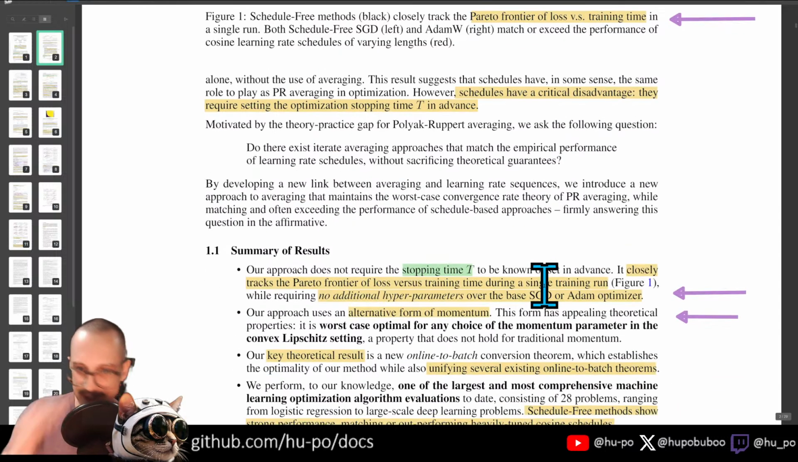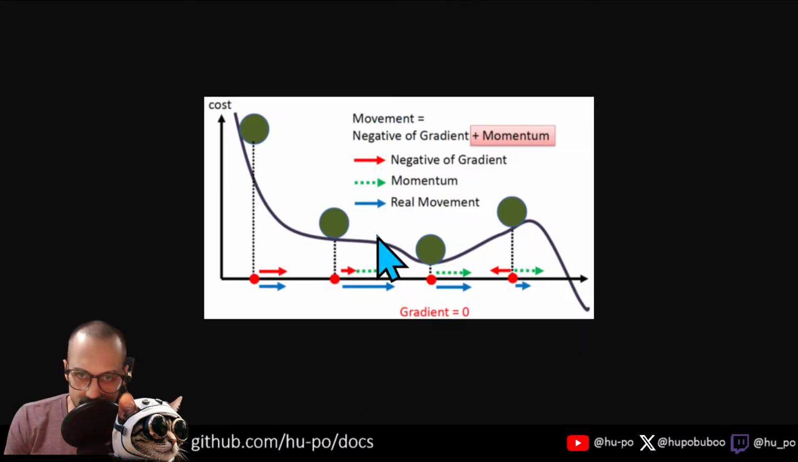Everybody following so far? This is the easiest part of the paper, so hopefully everybody's following. Our approach does not require a stopping time T. It closely tracks the Pareto frontier of loss versus training time during a single training run. No additional hyperparameters over the base SGD or Adam optimizer. Our approach uses an alternative form of momentum. Let's look at what momentum is. I have a little chart of that as well.